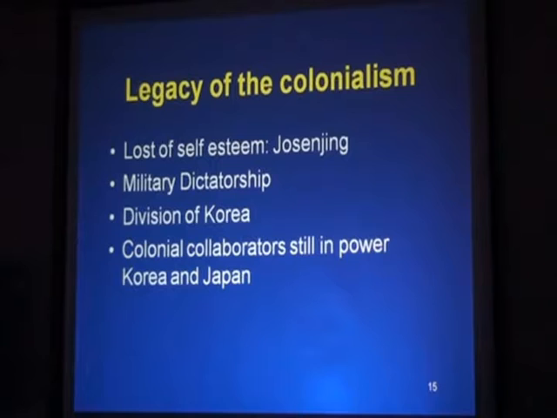Especially the TVs are strictly under the control of the government.